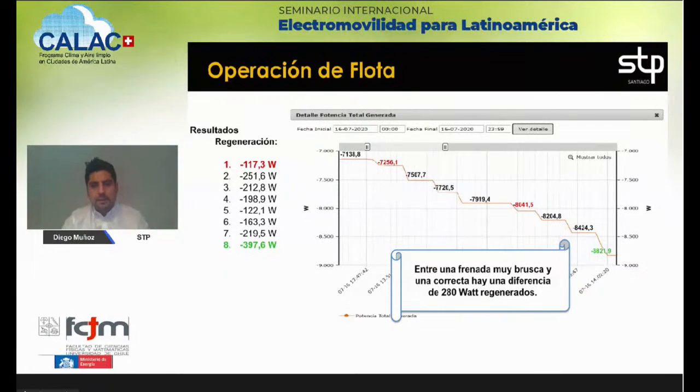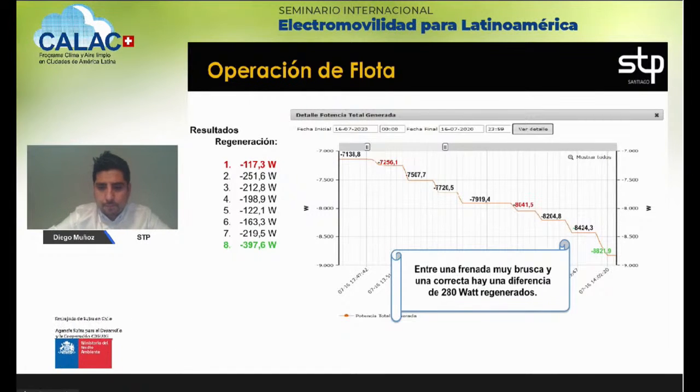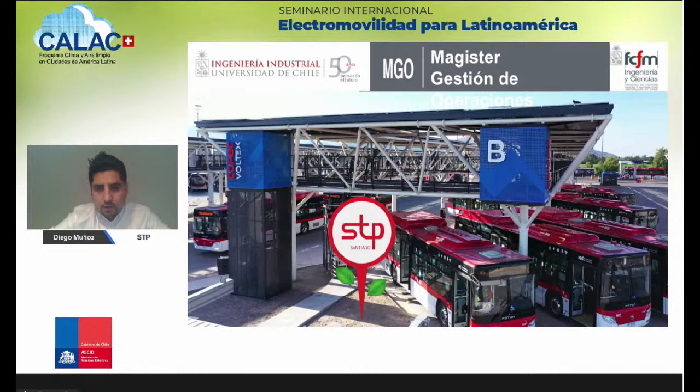A la hora de llevar las capacitaciones a los conductores y hacerlo entender cuál es la importancia de un buen regenerado, un buen frenado, ¿cierto? Un frenado correcto y no andar frenando de forma abrupta en la ruta. This is important to show the drivers why it's important to brake correctly.